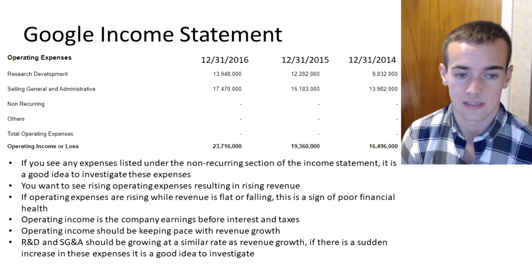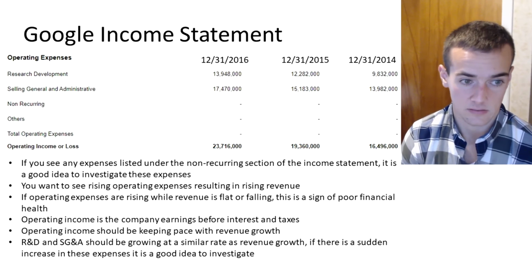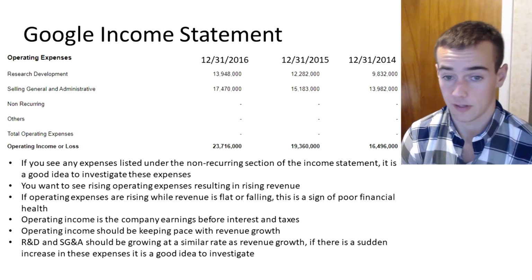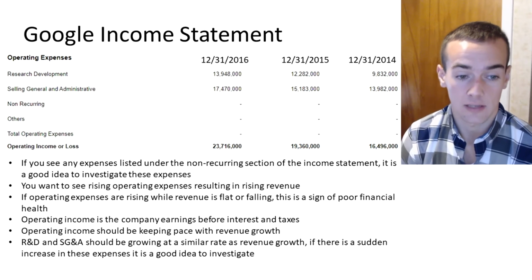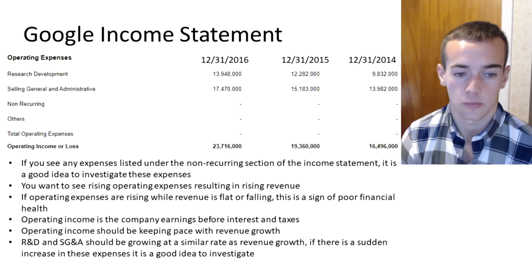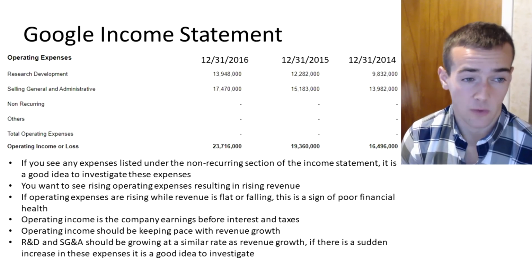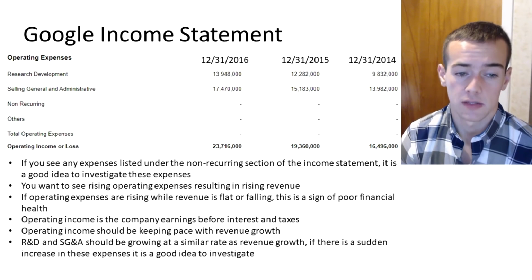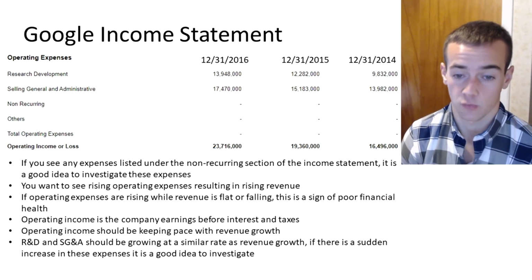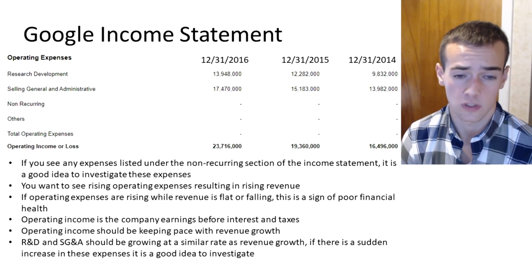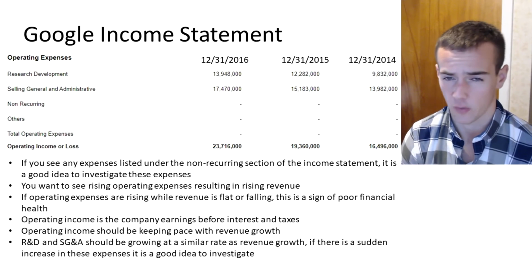So operating income is the company's earnings before interest and taxes. At the bottom we see operating income or loss, and Google is currently not operating at a loss, as you can tell. Operating income should be keeping pace with revenue growth. As far as the research and development as well as the selling, general, and administrative expenses go, you want to see these growing at a similar rate as the revenue growth. If there is ever a sudden increase in these expenses, this is again a good indicator that it's time to do some investigating and really uncover why those expenses are growing so rapidly.